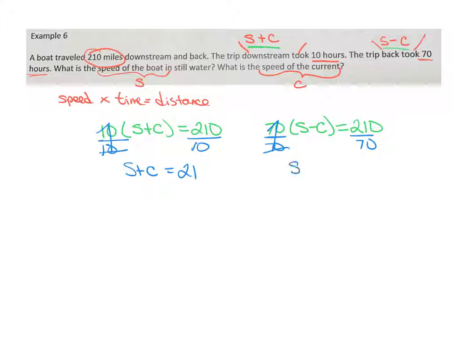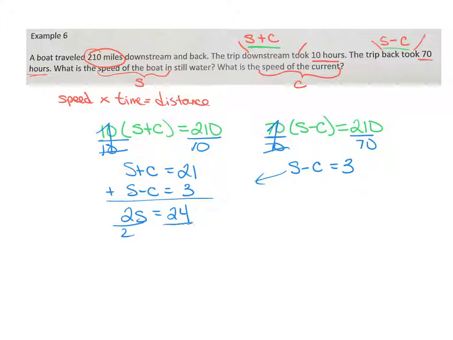And we get S minus C equals 3. Well, now we have two simple equations that we can put on top of one another so we can do elimination with it. So I'm just going to move this one over here. S plus C equals 21. S minus C equals 3. Let's add them together, and you're going to get 2S equals 24. Divide by 2, and you get that S equals 12.